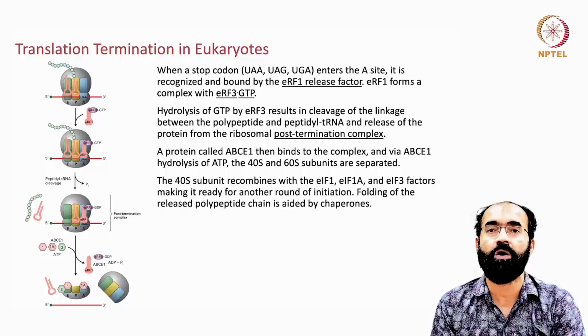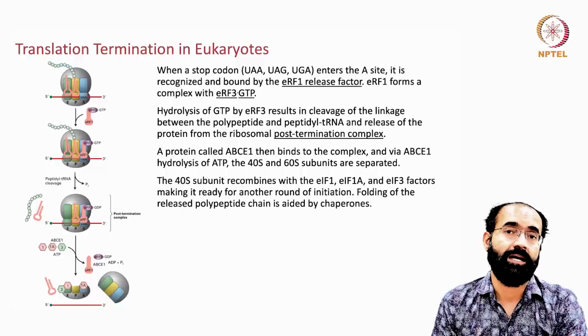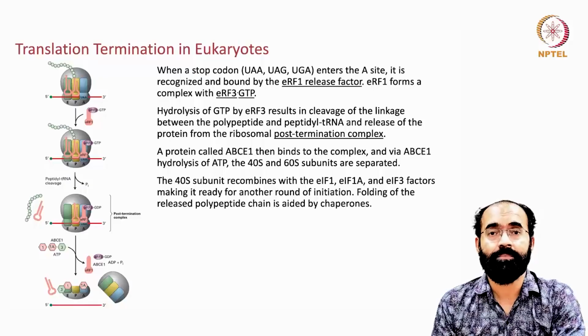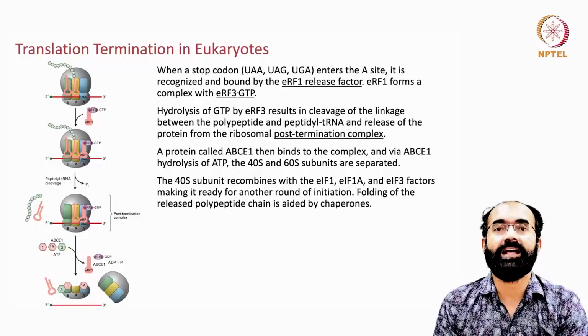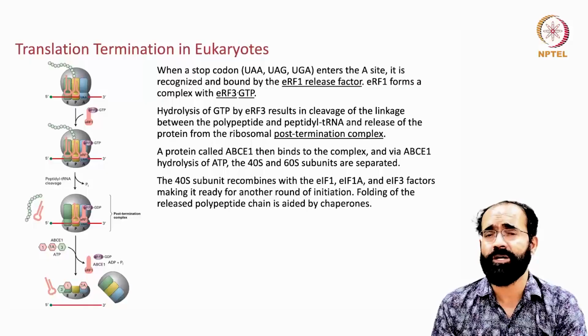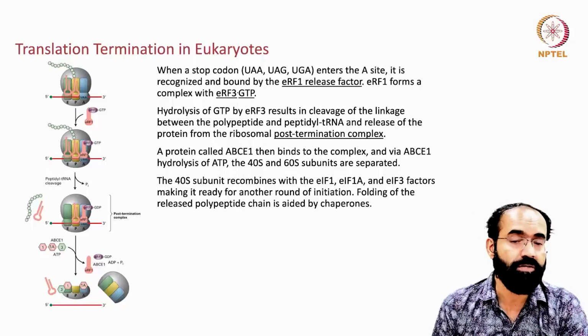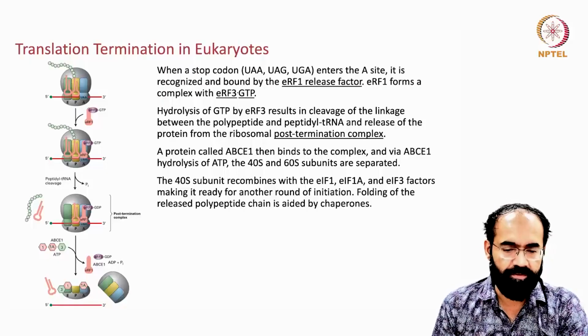It will never see a stop codon; it will come all the way to the tip of the mRNA, and at that time the complex cannot accept ERF1, because there is no stop codon. So a stop codon is a must for the entry of ERF.